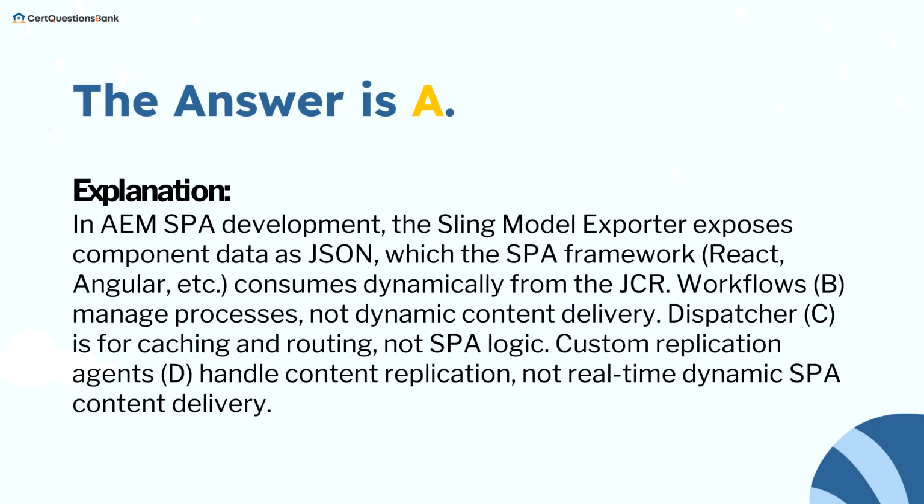The answer is A. In AEM SPA development, the Sling Model Exporter exposes component data as JSON, which the SPA framework, React, Angular, etc., consumes dynamically from the JCR. Workflows, B, manage processes, not dynamic content delivery. Dispatcher, C, is for caching and routing, not SPA logic. Custom replication agents, D, handle content replication, not real-time dynamic SPA content delivery.